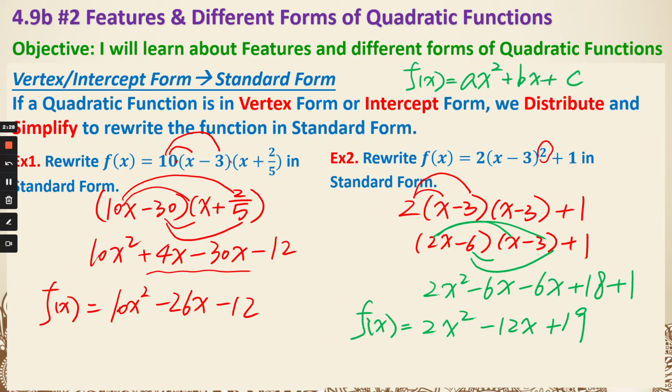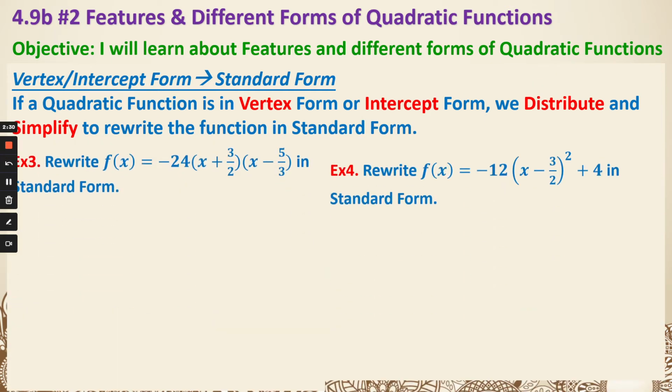Now let's do two more examples. Example 3. Same idea, distribute into the first one. So we got negative 24x. Negative 24 times 3/2, that's negative 36. Then we have x minus 5/3. We can distribute that.